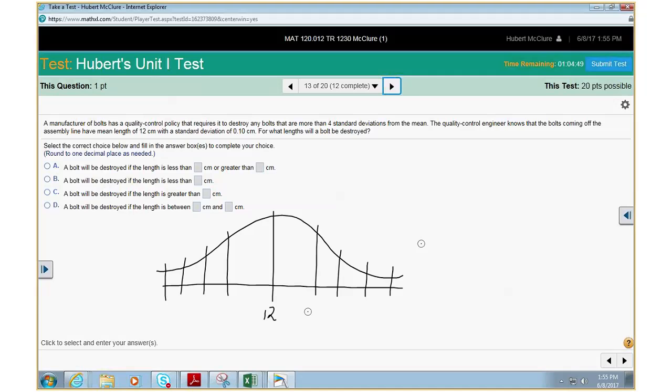So that'd be 12.1, 12.2, 12.3, 12.4, 11.9, 11.8, 11.7, and 11.6. We know that this is 34, 34, 13.5, 2.35, and 0.15. Same thing over here, 13.5, 2.35, and 0.15.